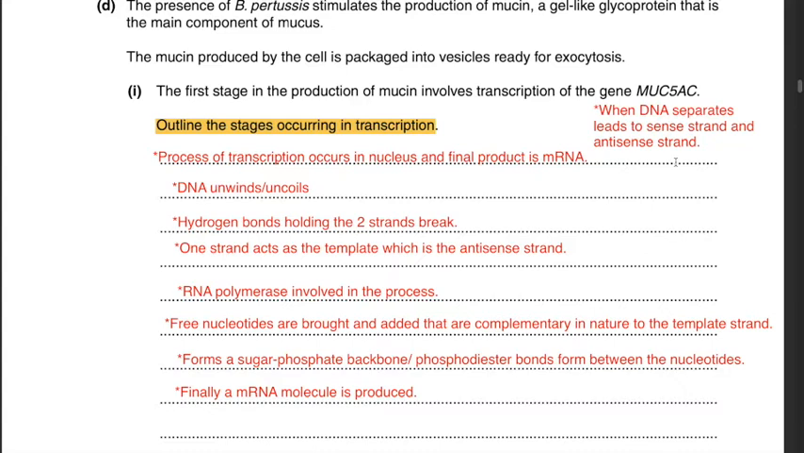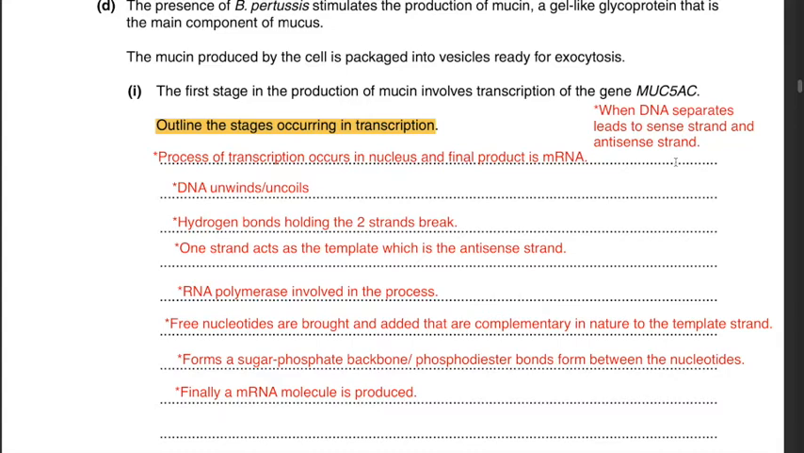In the process of transcription, one key enzyme that is involved and you must know is the RNA polymerase. It is not DNA polymerase, remember, because if the product being formed is an mRNA molecule, RNA polymerase is involved. DNA polymerase is only involved in DNA replication, not in producing mRNA. Therefore, what does the RNA polymerase do? The RNA polymerase forms the sugar phosphate backbone, as phosphodiester bonds form between the nucleotides that are brought and added to form the mRNA molecule.